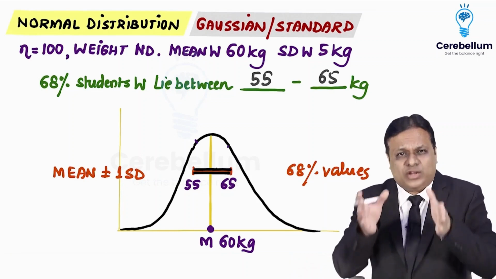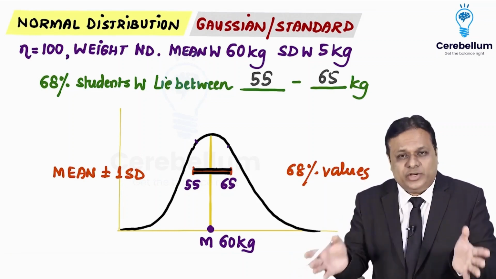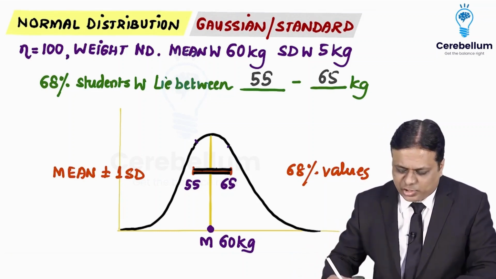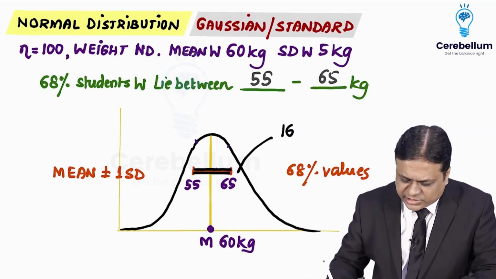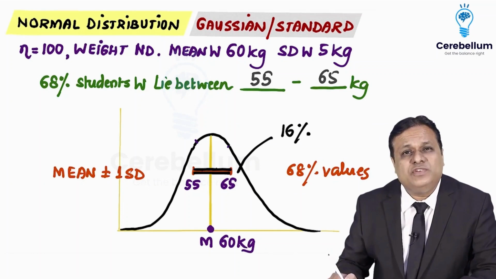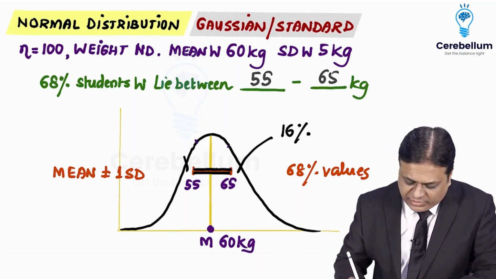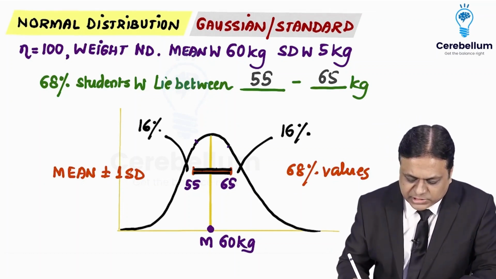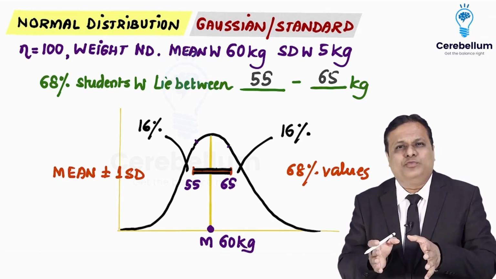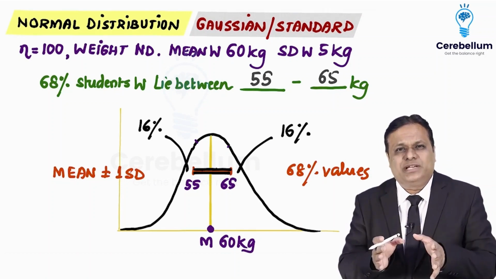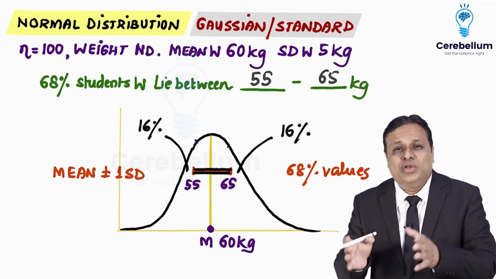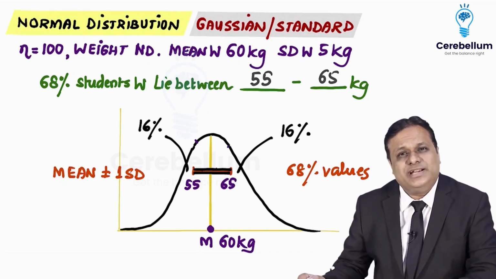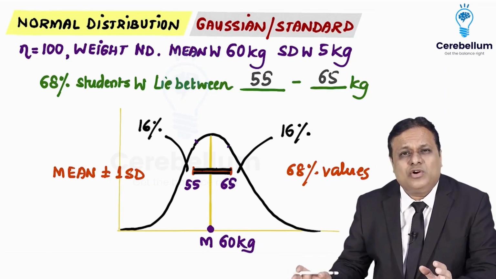How many students will not lie in this range? 32%. Even that is symmetrically distributed. So how many students will be above 65 kg? 16%. How many students will be below 55 kg, again 16%. So 16% below 55, 68% 55 to 65, 16% above 65. All 100% students are sitting in the class. This is the meaning of bilateral symmetry of normal distribution.